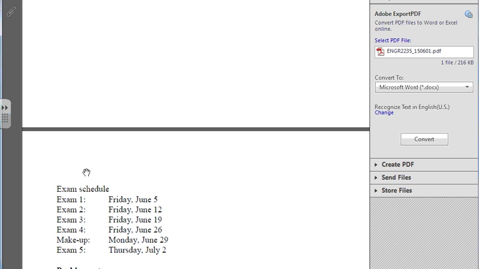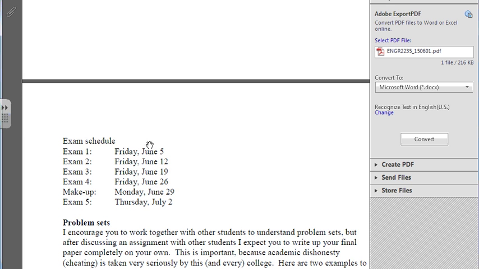Okay, here's the exam schedule. Like I said, it's just Friday, Friday, Friday, Friday. And then the makeup exam, you can make up any of the first 4 subject exams. And then the final, the cumulative final, is on the last day of class.